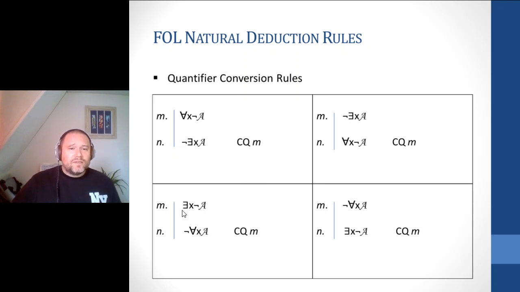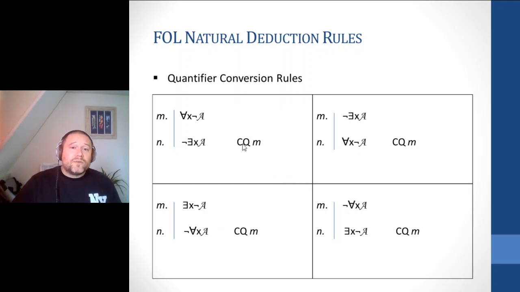Similarly, if you have one that's got existential negation, you can derive negation universal, or if you have negation universal, you can derive existential negation. Now these rules really just let you flip around what quantifiers and negations you have and the order. This is useful. For example, if you have a sentence that starts with negation existential, you can pull a flip and then it's much easier to eliminate this universal.